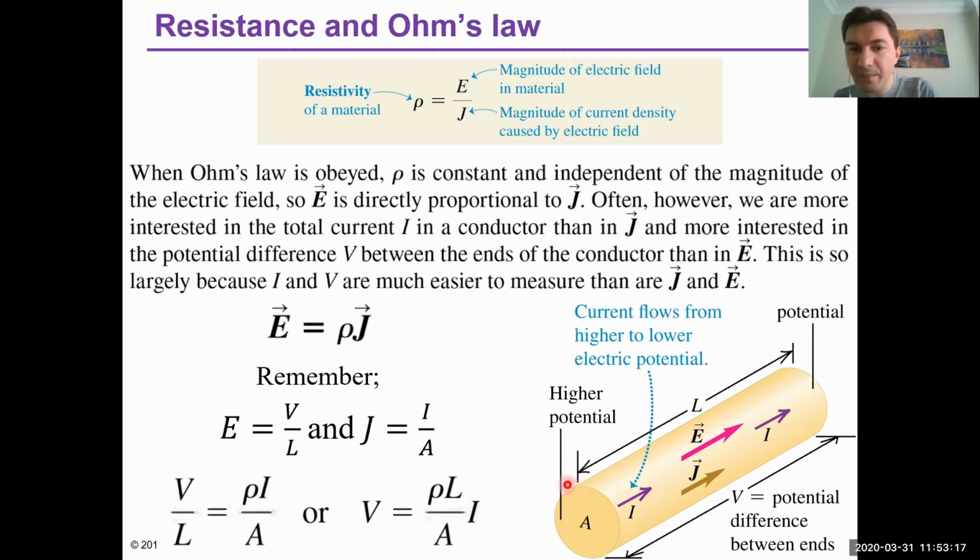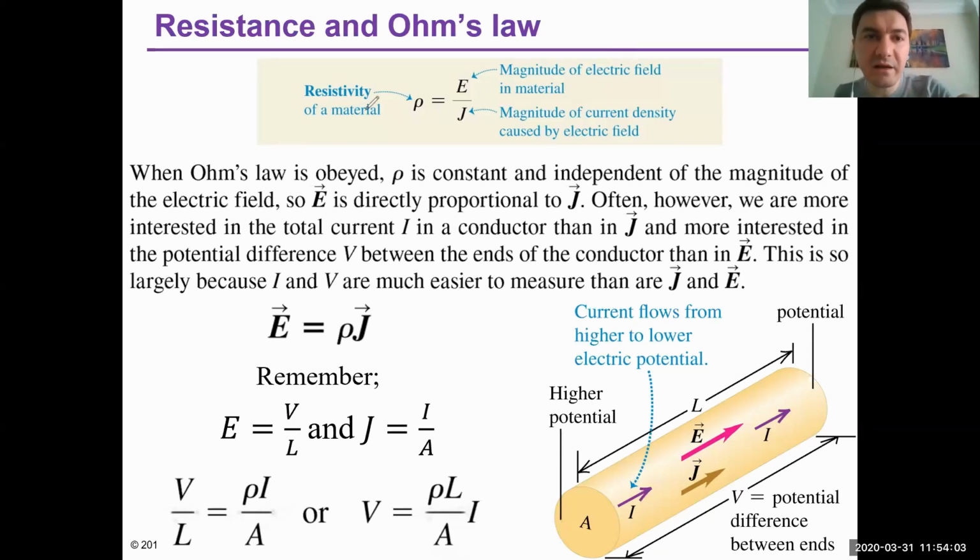So this is the material. This side has higher potential, this side lower potential. This V is the potential difference between the two ends. Due to the potential difference, there is an electric field within the material, and this is the current density. This is the current of the material, and this is the length of the material. So here, look at that equation again. We know that the electric field within that material can be written like this: potential difference over length of the material. Remember that formula.